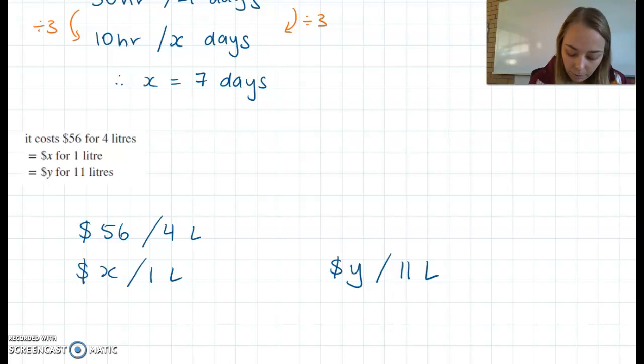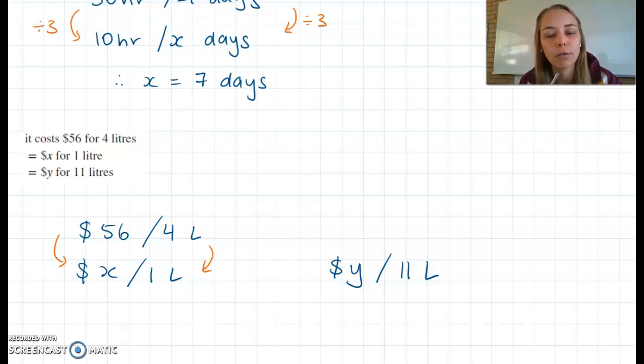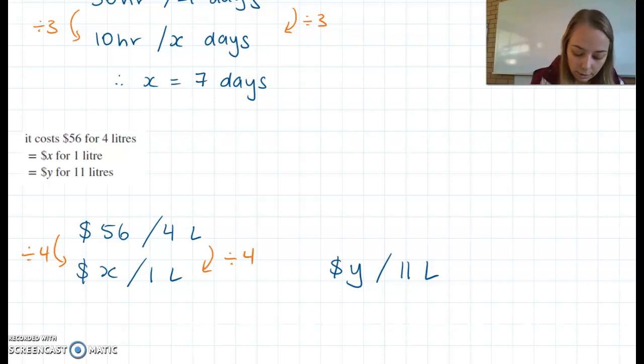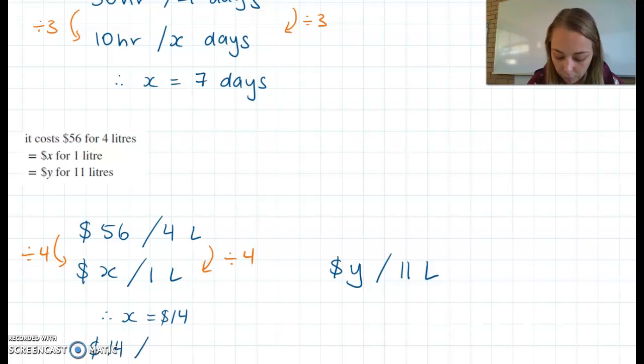Alright, so the first one, we notice that we know the information about the right-hand side of the rate. So that's the side we need to focus on. It goes from 4 to 1, so we have divided that by 4. Divide the right-hand side, we need to divide the left-hand side. Okay, and when we do 56 divided by 4, we get 14, I believe. So that should be $14 per 1 liter. All right.